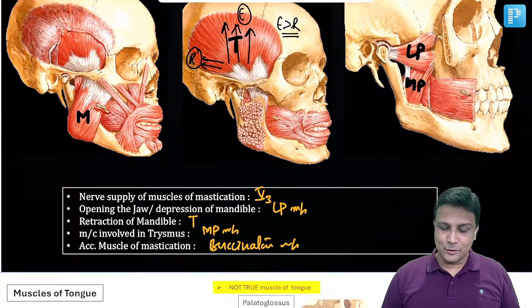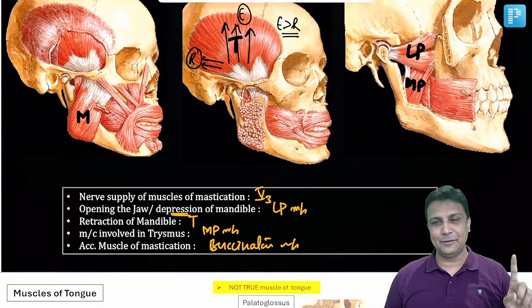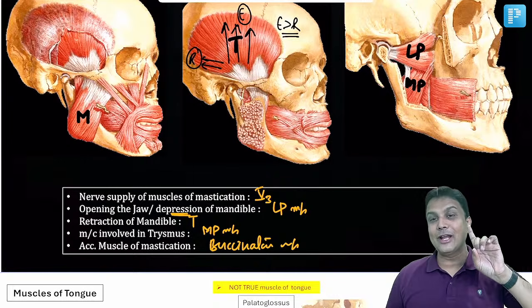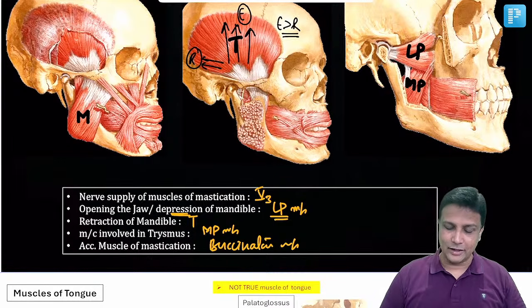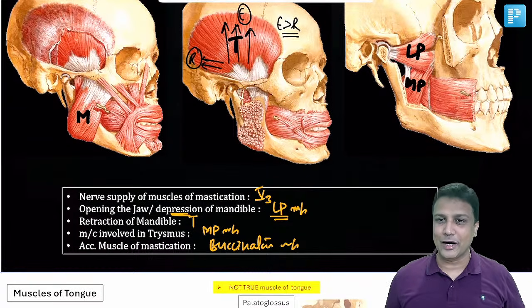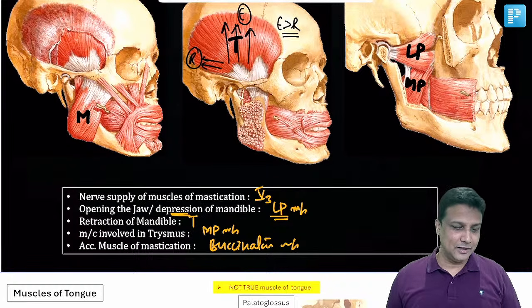Now here, don't think that Azam sir told about the depression of the mandible and did not tell about elevation. Remember, for depression of the mandible, only one muscle is required, that is lateral pterygoid. The rest, all the 3 muscles, are required for elevation of the mandible. In this manner, you're actually going to remember this one.